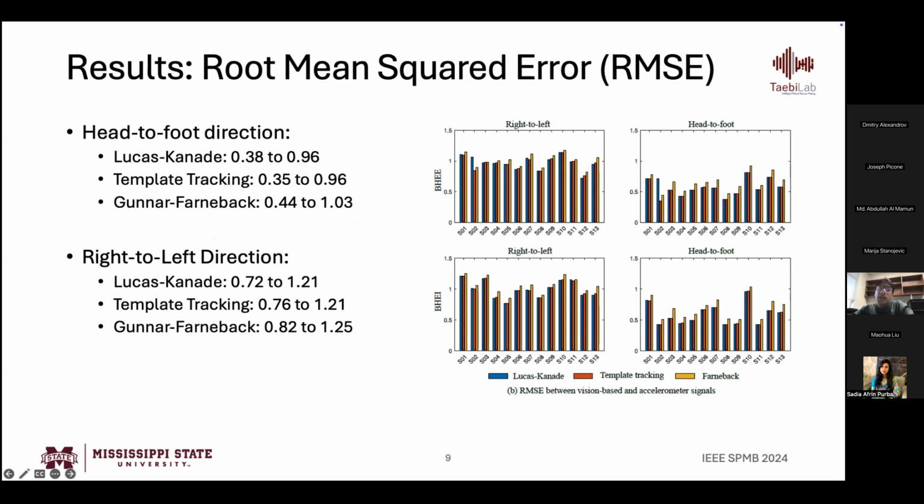The lower MSE and RMSE values in the head-to-foot direction highlight that this axis is better suited for vision-based SCG. This is likely due to the strong cardiovascular-induced motion along this axis. Among the 3 methods, Lucas Kanade and template tracking achieved comparable performance with lower MSE and RMSE values.